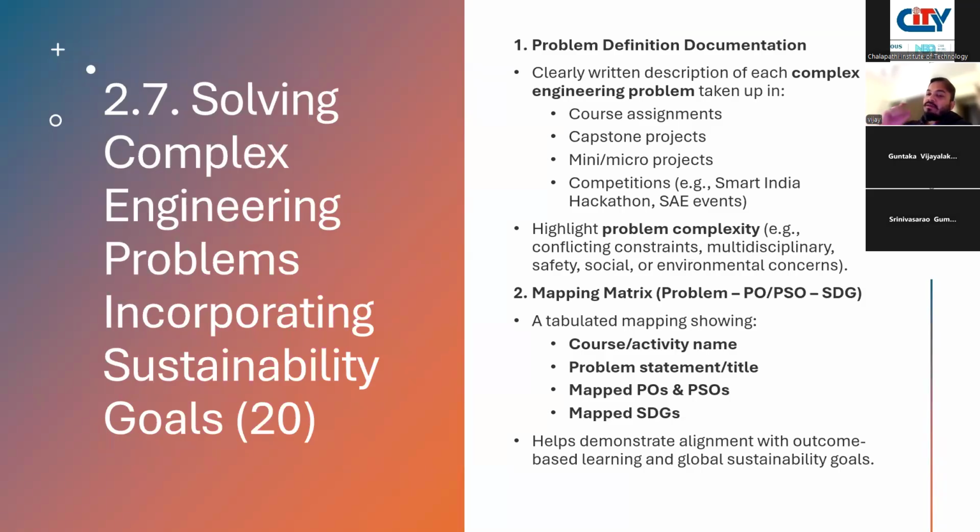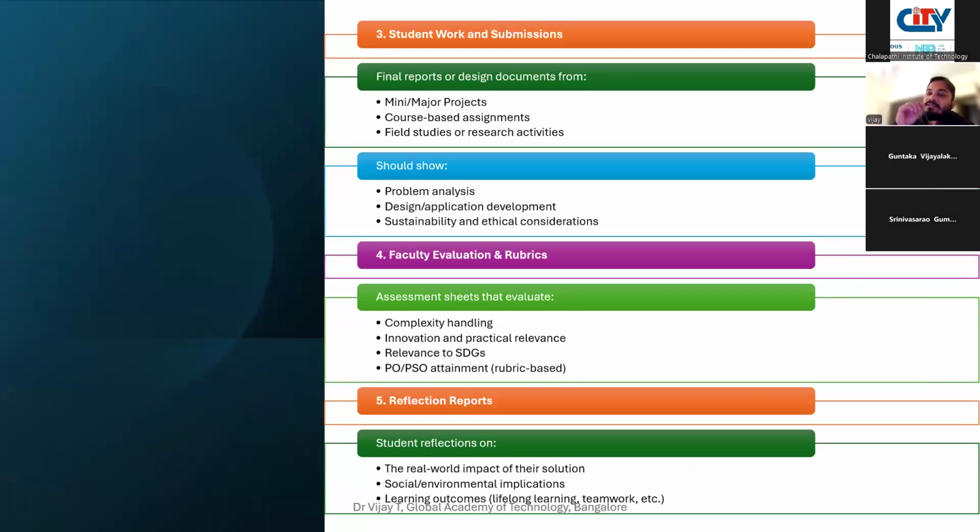So each of the complex engineering problems should address POs, PSOs, and what SDG it is going to attain. A complete repository can be maintained in the department of complex engineering problems that are going to be addressed by each of your programs. So if you are considering complex engineering problems under projects, then you can have project reports that are readily available. Field studies and research activities, if you are giving a really complex engineering problem, then that can be maintained.